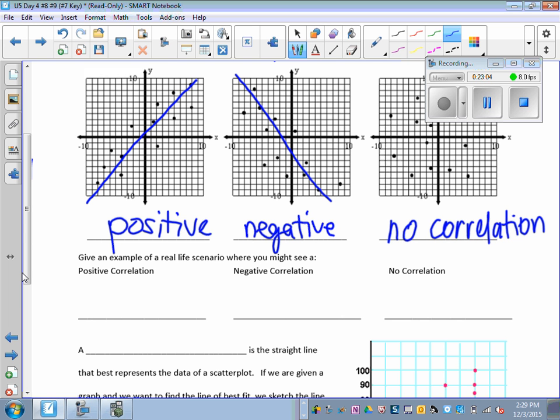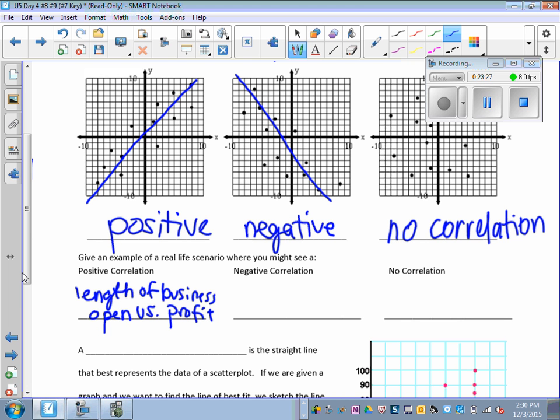Alright, so let's go with the lemonade stand one. So let's say the length of time the business has been open versus the profit, the amount of money you've made. The longer you've been open, the more profit you make. Alright, how about a negative correlation?